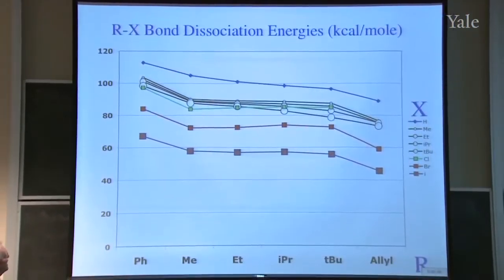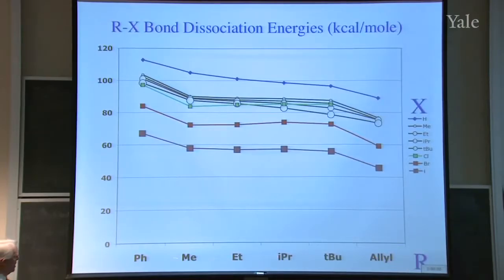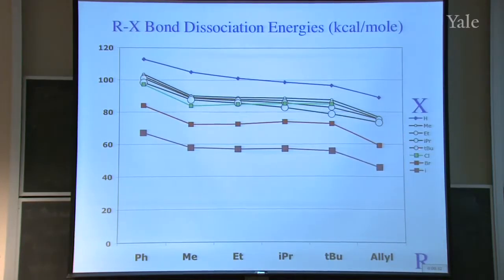So here is R along here and X. We're going to break X away from R and leave the R radical. Now, what can X be? X can be hydrogen. That's this. Those are the data we just looked at, right? And we explained it in terms of different stability of the radicals that are being left behind when you pull the hydrogen away, right? And here are all the different alkyls, right?